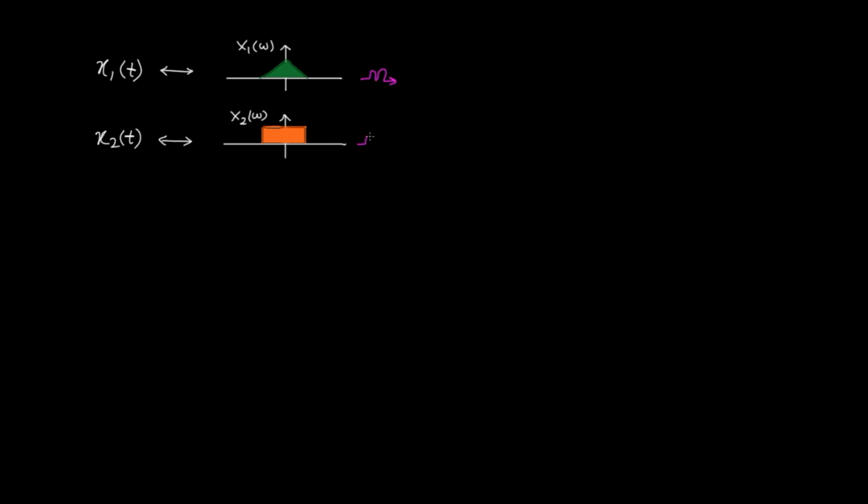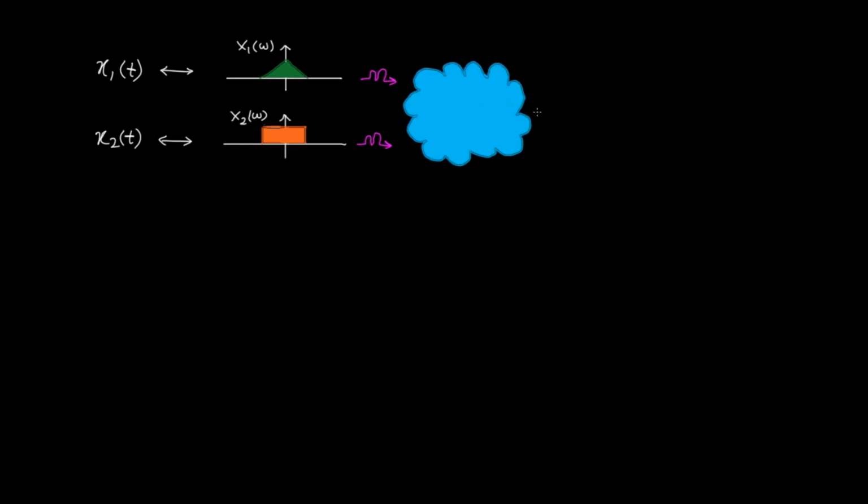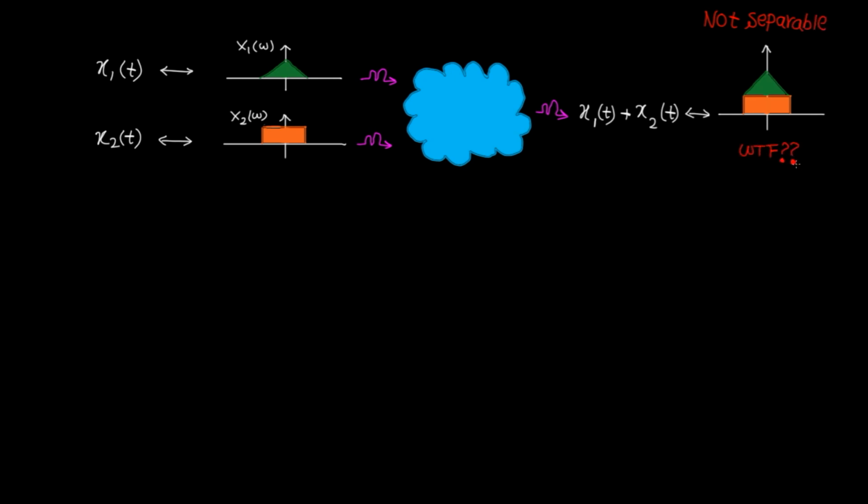Now, if the first and second stations transmit their message over the channel without modulation, we get a combination of both messages at the receiver side, i.e. x1(t) plus x2(t), which is like this in the frequency domain. As you can see, they are not separable in the frequency domain. Therefore, we cannot distinguish x1 from x2.